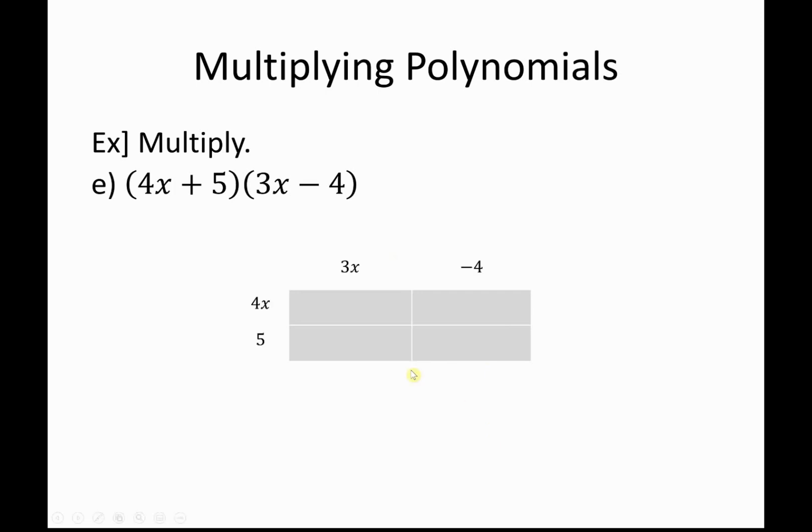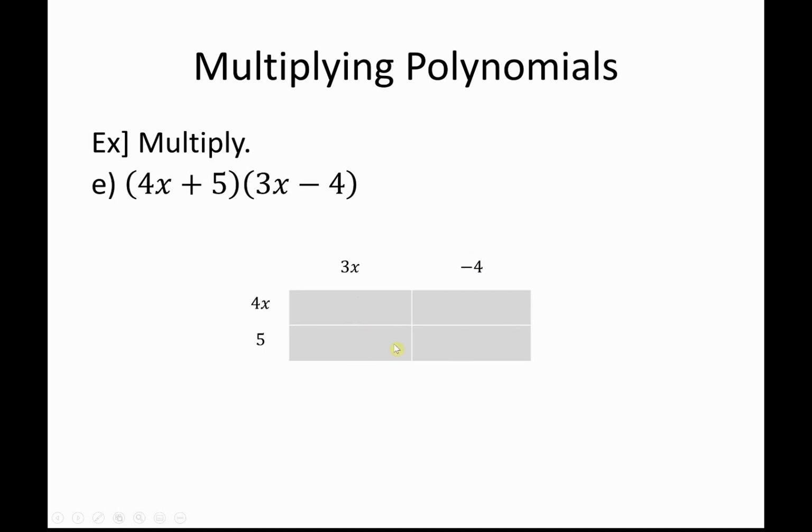Okay, so go ahead and it doesn't matter which polynomial you decide is representing the row headers versus the column headers. You just need to make a decision. So I've decided that the first polynomial of 4x plus 5 would be my row headers. So 4x gets represented by this entire row, 5 gets represented here. And then my second polynomial of 3x minus 4, those two terms of 3x and negative 4, remember, sign comes along for the ride, are represented as my column headers.